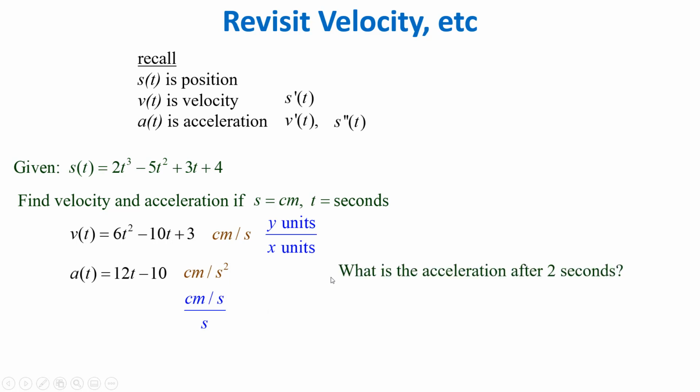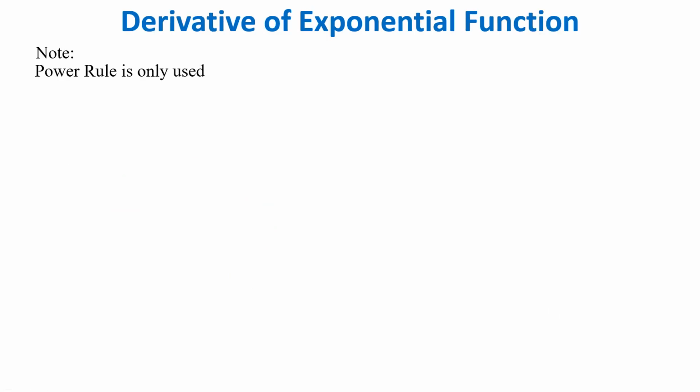A follow-up question could be, what is the acceleration after 2 seconds? All you would have to do is, this is time, just plug 2 into t. In other words, you want to get a of 2. That would be 12 times 2 minus 10. 24 minus 10 is 14. Don't forget to put units, centimeters per second squared. So the thing to know is that power rule is only used with power functions.